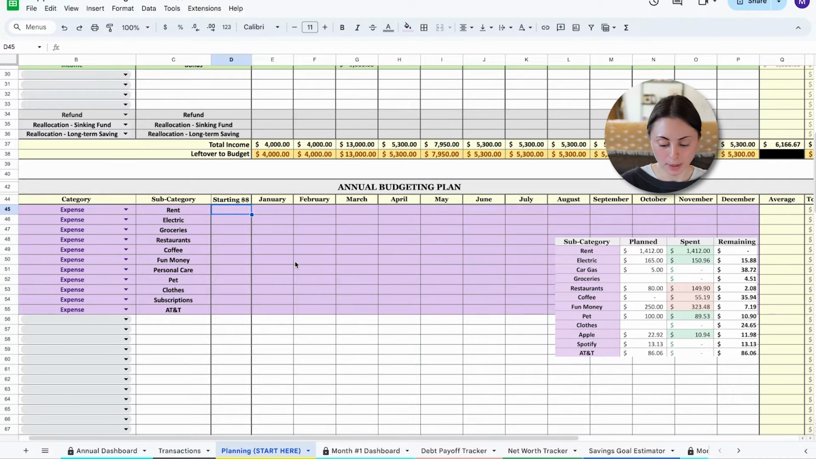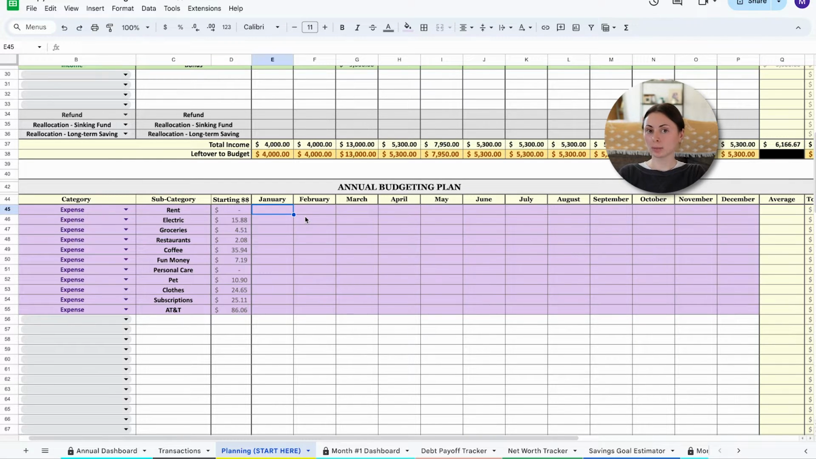So rent, I have remaining 0, electric $15.88. I added a new category, personal care, because I want to figure out how much I'm spending on skincare, hair care, makeup, body care, stuff like that. So since I don't already have a category for it, we'll just enter 0. I combine all my subscriptions, so I'm just gonna add these up, 25, 11. Those are all my starting amounts.